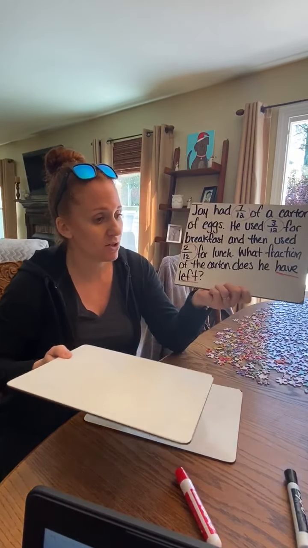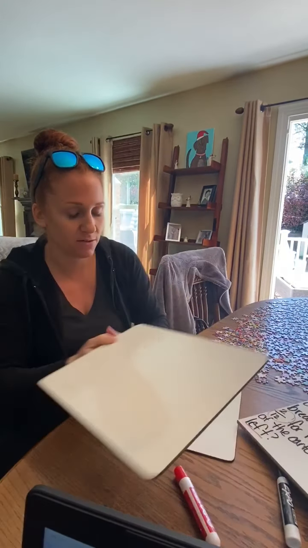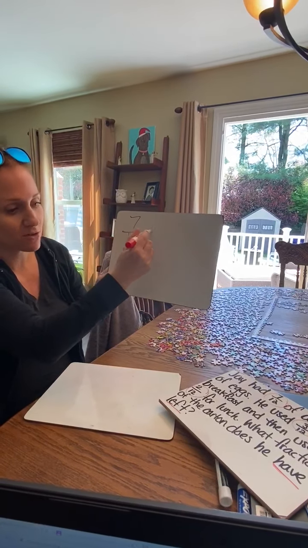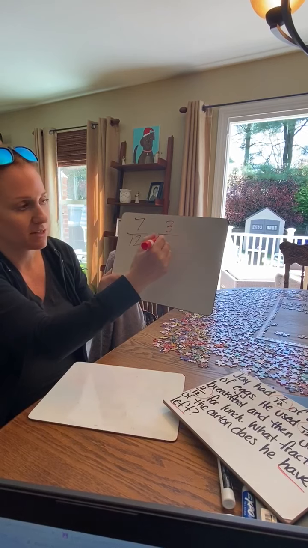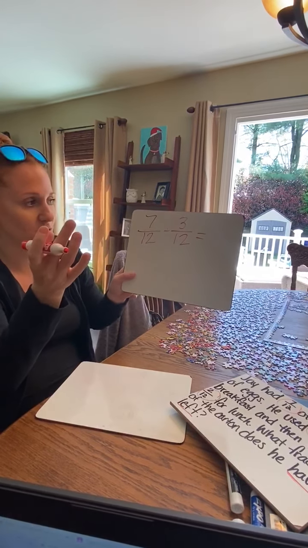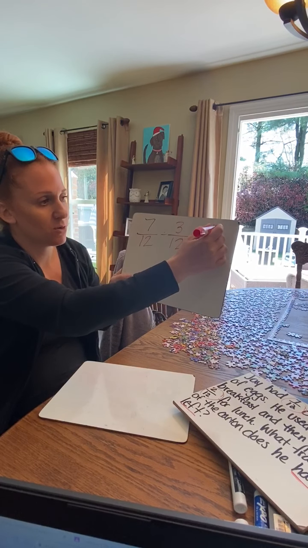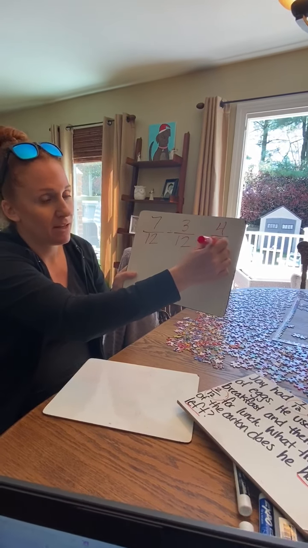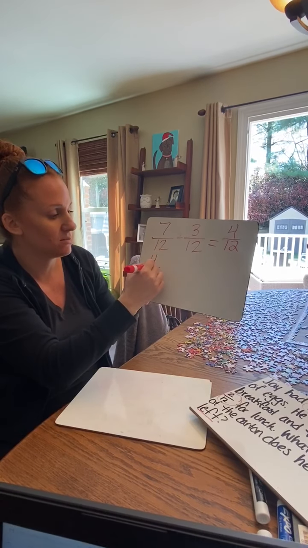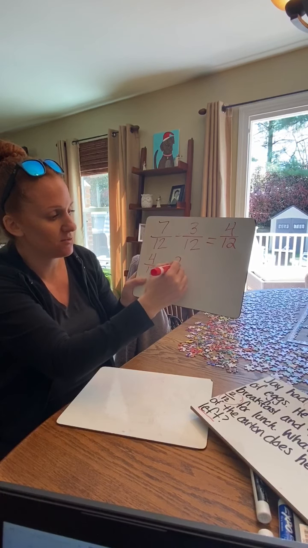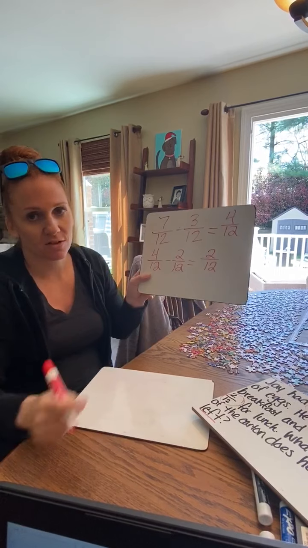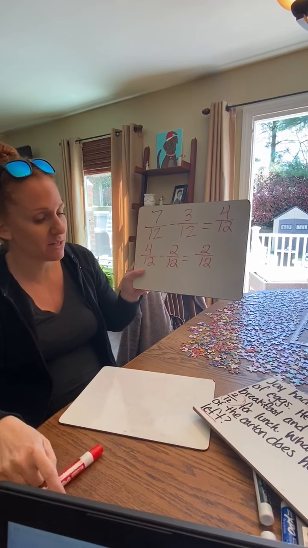So what you could do is you could take your 7/12 and first subtract 3/12. That's what he used for breakfast. And we know if our denominators are the same, we can just subtract across the top. So he would have 4/12 left. And then he used 2/12 for lunch. So we would have to take our 4/12 minus 2 more 12s, and he would have left 2/12 of his carton of eggs. Okay, so that's one way to do it.